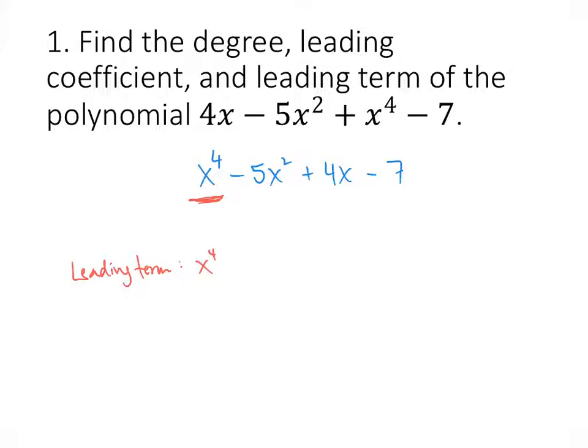The degree is the power on that leading term, which in this case would be 4. And the leading coefficient is the coefficient of that leading term. Now, we don't see a coefficient here, but that just means that the coefficient is really 1, and so the leading coefficient is 1. And that's it.